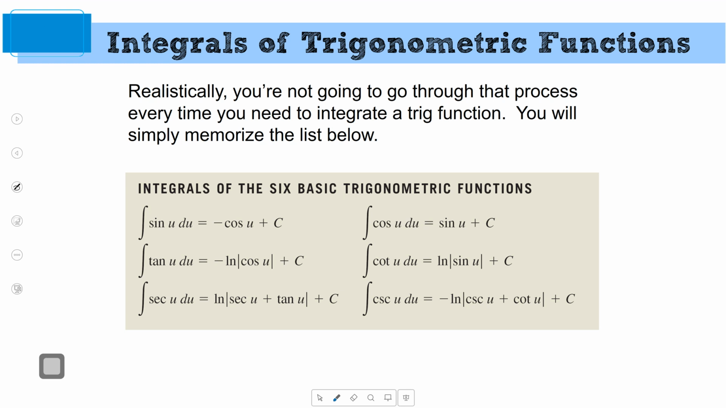How come the first one doesn't have the natural log? Because there's no natural log. Yeah.